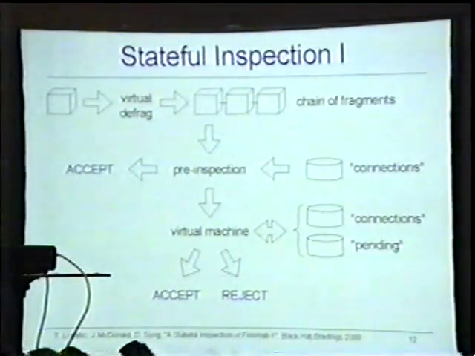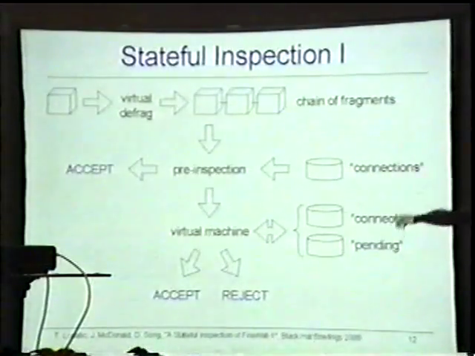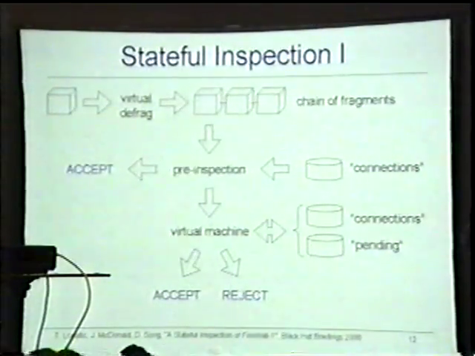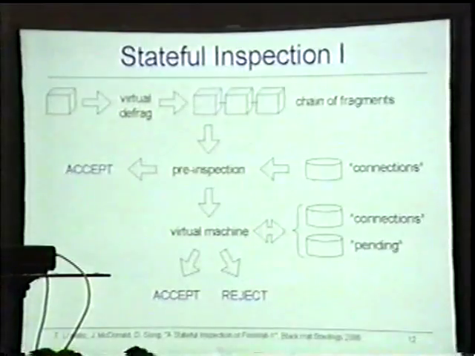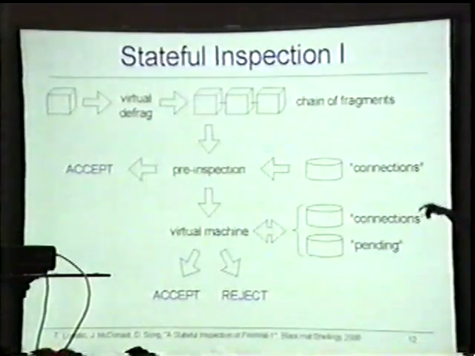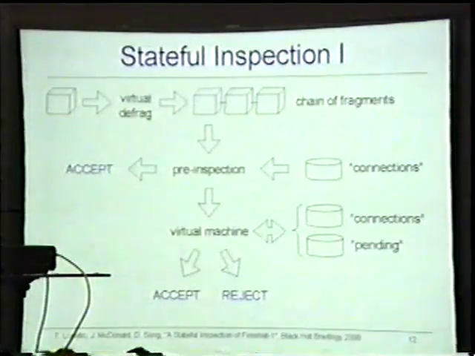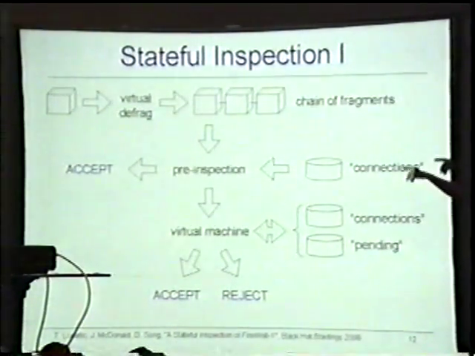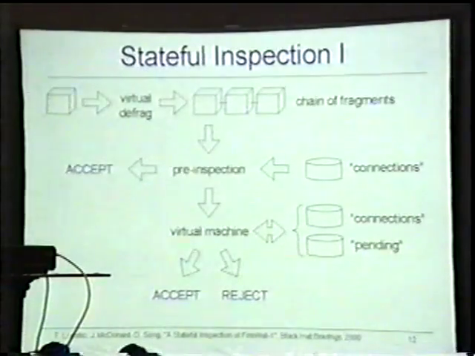So this is what Firewall 1 works like. There's a packet in the uppermost left-hand corner. The first thing Firewall 1 does is check whether the packet is a fragment that has either a non-zero offset or the more fragments flag set in the first fragment, and it creates a chain of fragments. This is called virtual defragmentation. It makes sure the fragments have integrity and that they don't overlap and stuff like that.